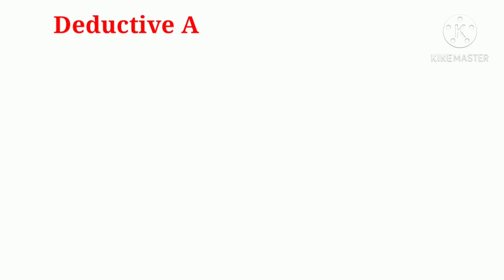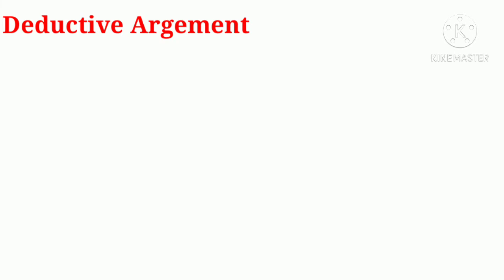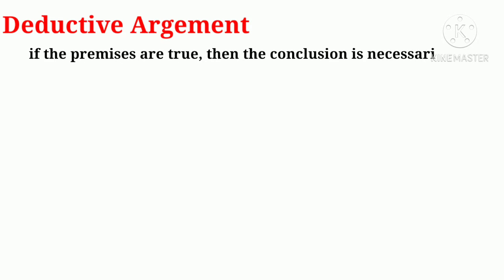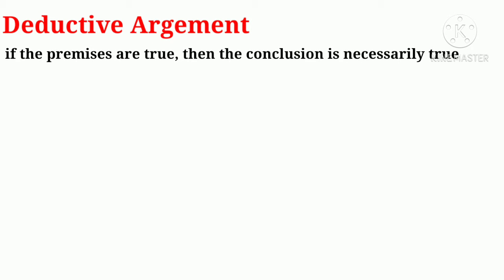A deductive argument, on the other hand, is one in which it is claimed that if the premises are true, then the conclusion is necessarily true. And unlike inductive arguments, deductive arguments proceed from the general to the particular. Thus, a deductive argument or reasoning begins with a general statement or hypothesis and then examines the possibilities to reach a specific logical conclusion.